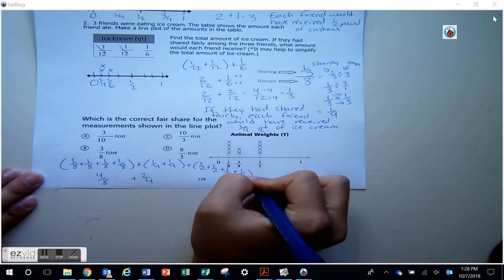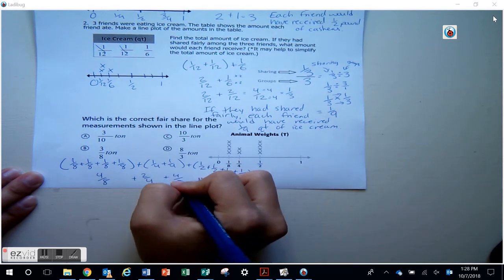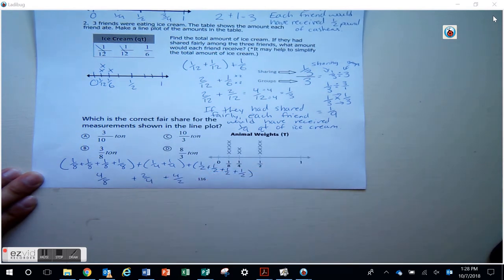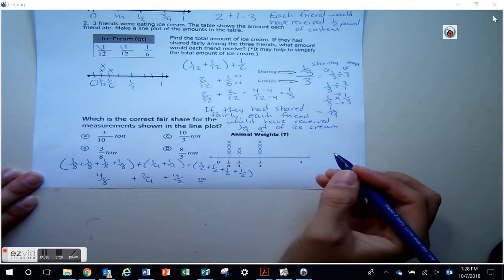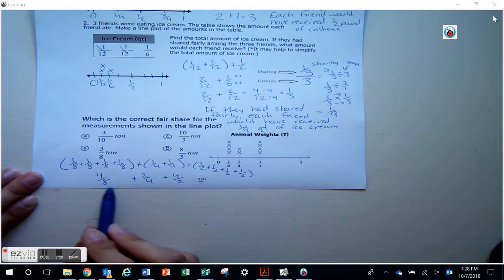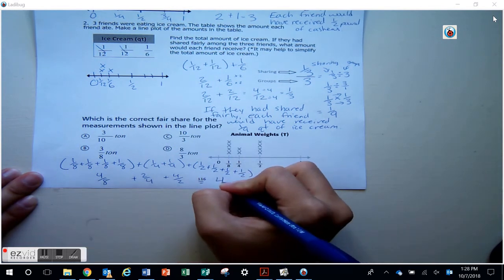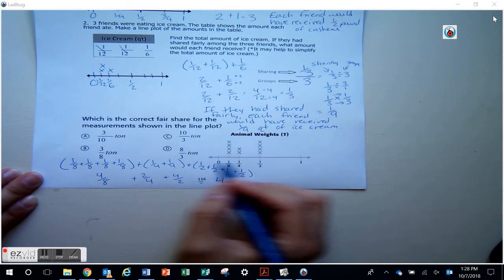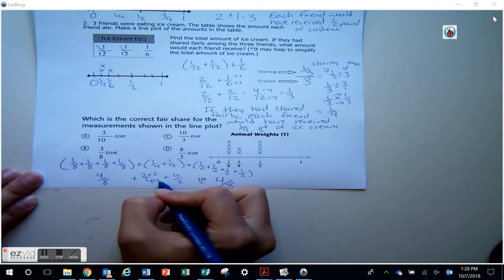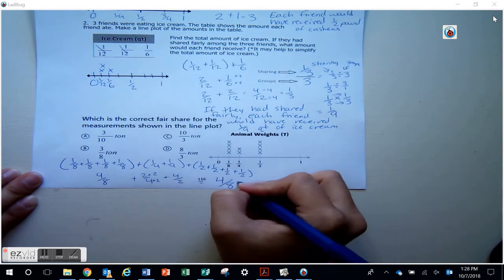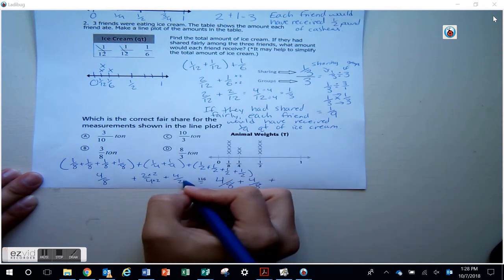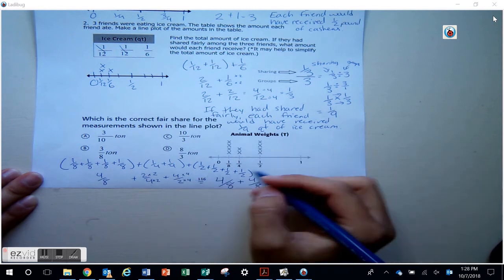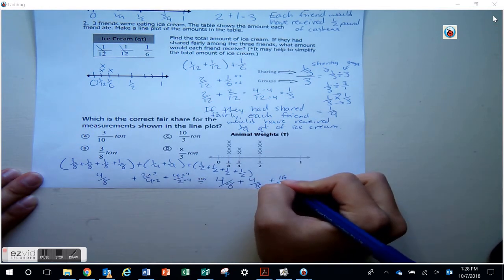We have 1, 2, 3, 4, 1/8. 1, 2, 3, 4 1/8, which gives us 4/8. And then we have 2 1/4, which gives us 2/4. And we have 1, 2, 3, 4 1/2. And 4/2 is the same as 2 wholes.